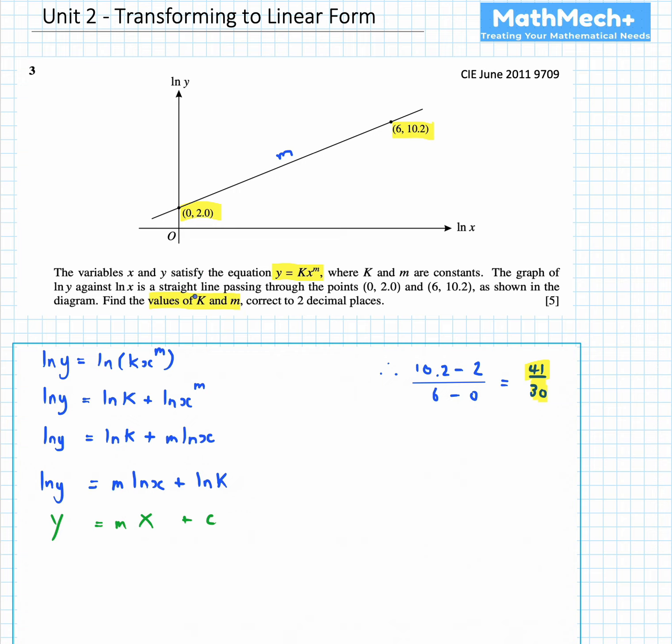From there, you're going to choose a set of points. So we have 2 sets. I'm going to choose the second one. x is equal to 6, and y is equal to 10.2. I'm going to plug them into our formula, y equals mx plus c. So in this case, we have to find c. And from there, of course, c is equal to 2. Nice.